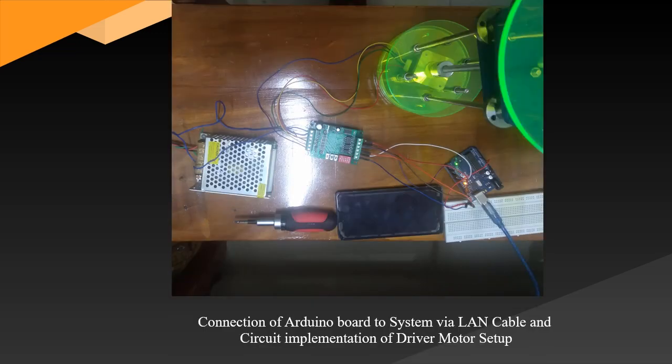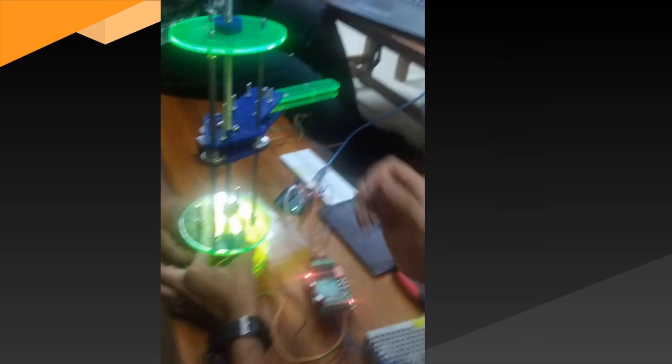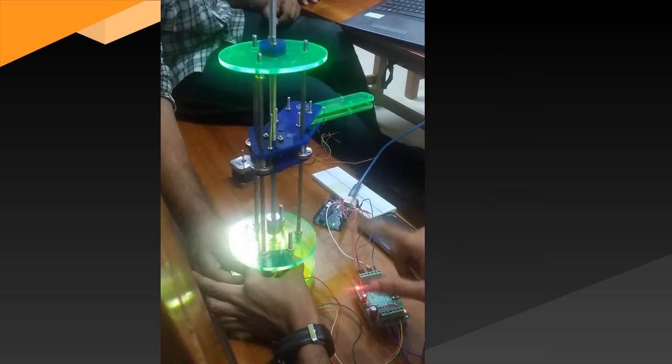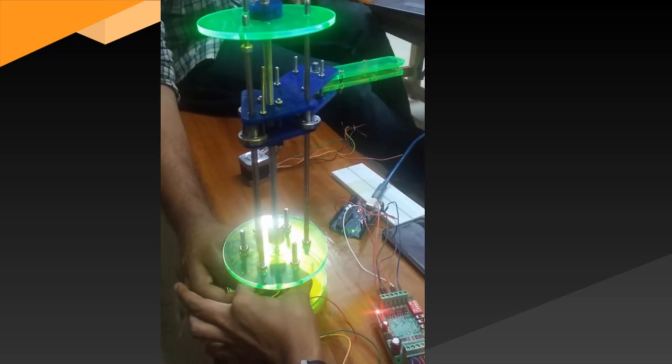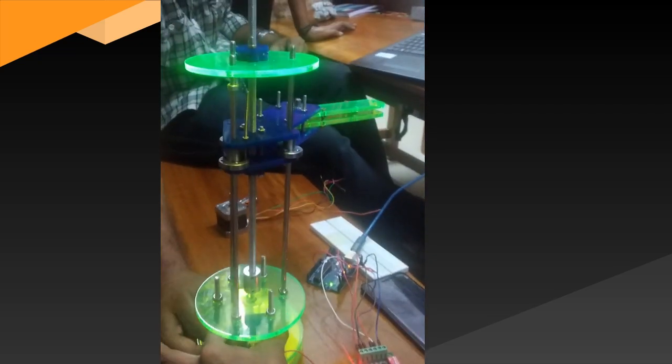We need to connect the Arduino board with the system using a LAN cable, and we have to give appropriate connections between the driver and Arduino board and other connections between the driver and the motor. A power supply of 12 volt is given. We have uploaded the code for the second motor in Arduino, and using the lead screw setup, the prismatic joint is sliding upwards.